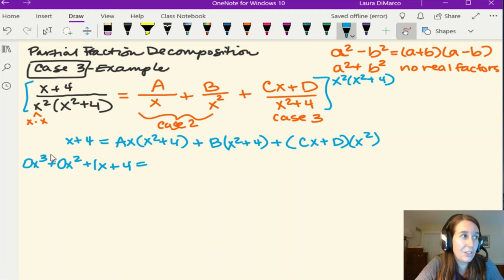Okay, I didn't change the left side. I just thought, well, 0 is the coefficient of x cubed and x squared, and really 1 is the coefficient of x, as we know. All right, now on the right, I have to do a little bit of simplifying. It's not terrible on this problem, though.